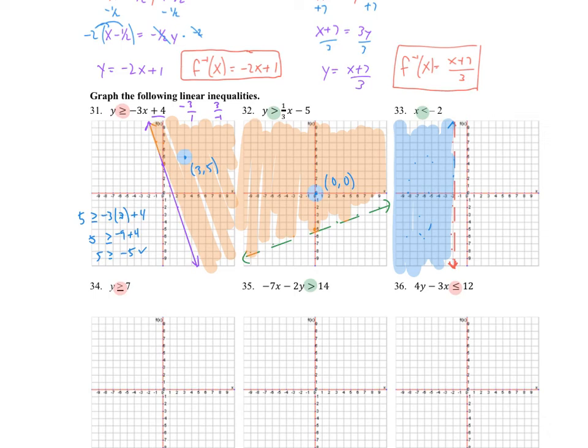If we had to pick a point, something like that would work, like (-6, 2). All right, the x value is less than -2. Sorry.